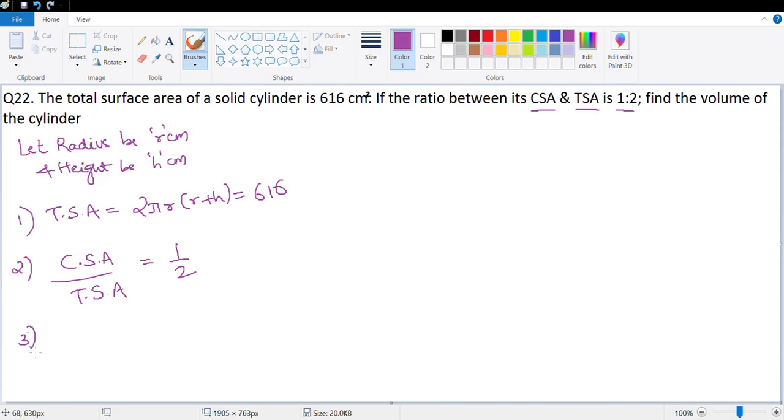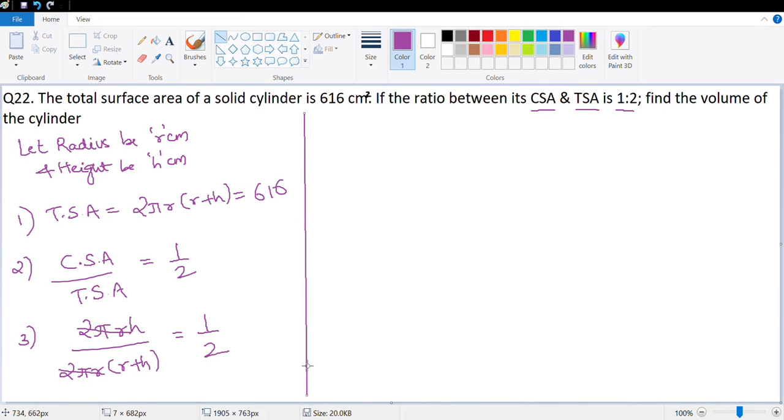The formula for curved surface area is equal to 2 pi r h, and the total surface area is 2 pi r (r plus h). This is given equal to 1/2. 2 pi r and 2 pi r get cancelled, which means what we have is 2h is equal to r plus h, which means h is equal to r. So that's the value we get.